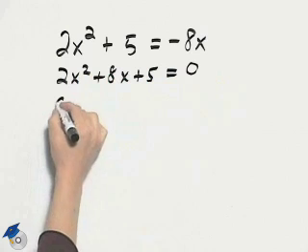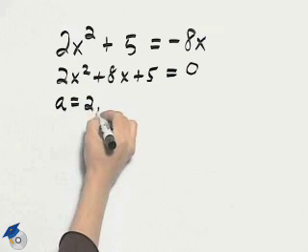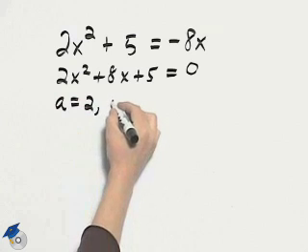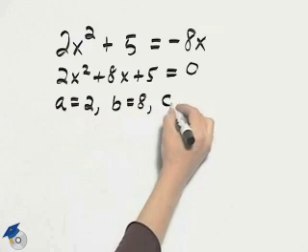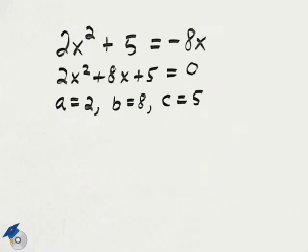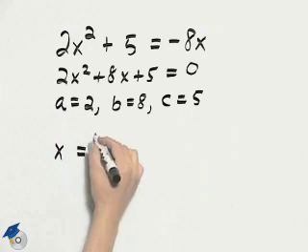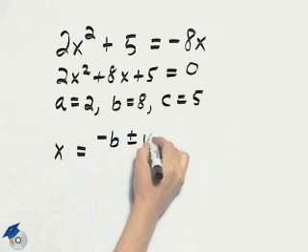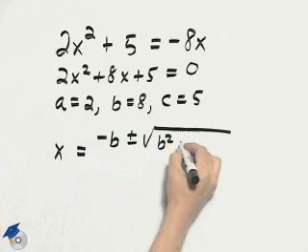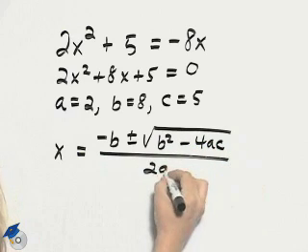I can now list what my a, b, and c values are. A is 2, it's the coefficient of the squared term. B is 8, the coefficient of the x term, and c is the constant value. We're solving for x, so the quadratic formula would be x equals the opposite of b plus or minus the square root of b squared minus 4 times ac, all divided by 2a.